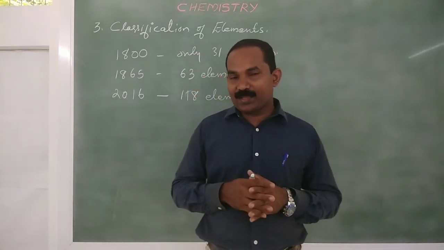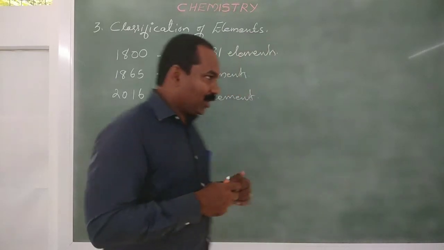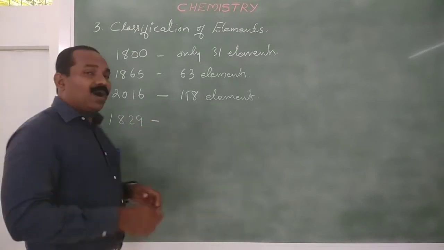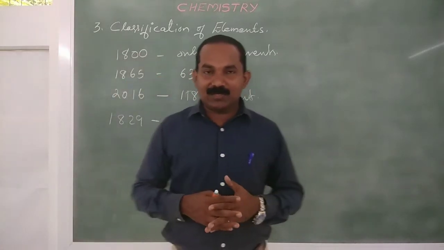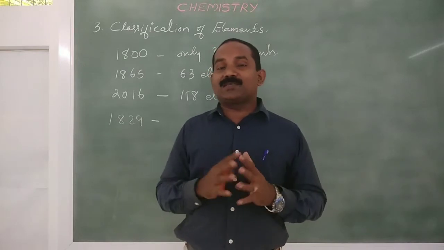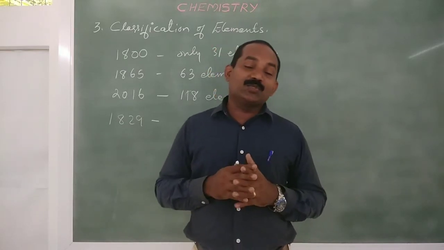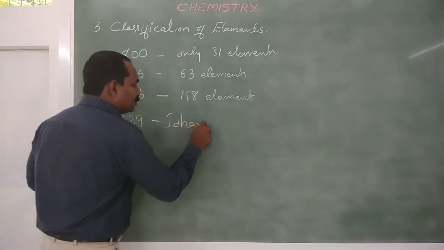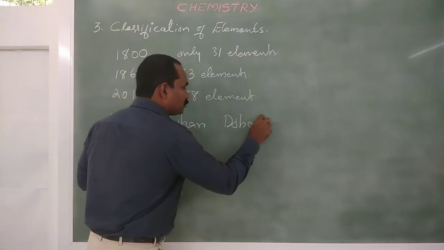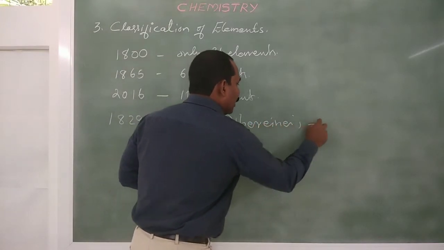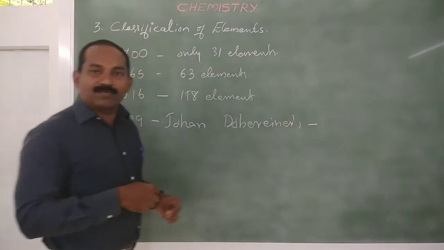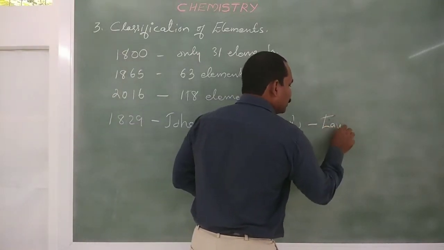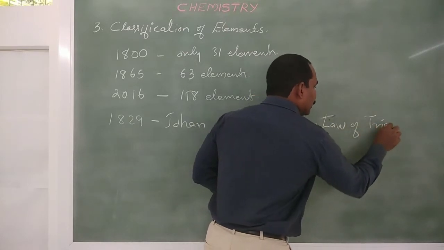Earlier, in 1829, many scientists made classifications, but one of the successful classifications was made by Johann Dobereiner. And you know the name of the classification: the law of triads.